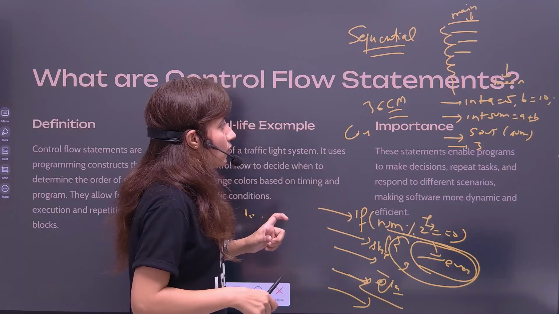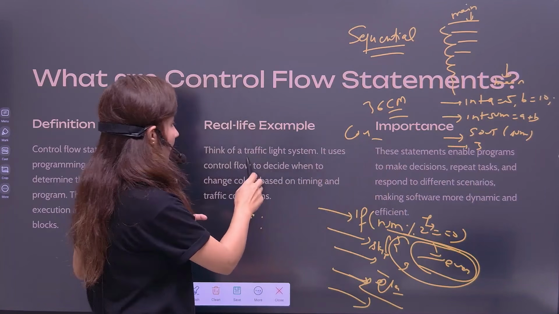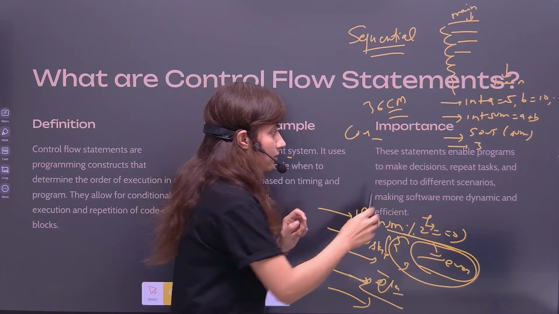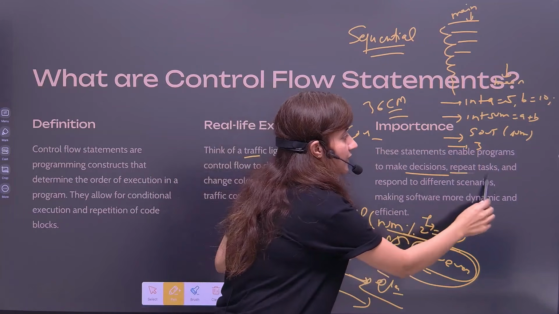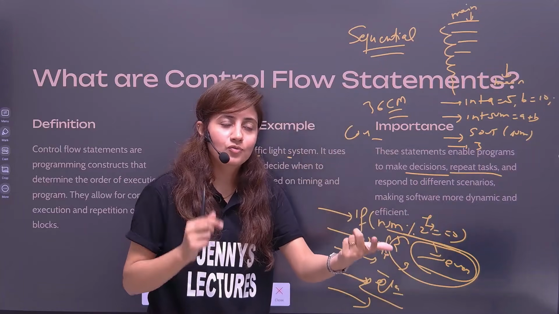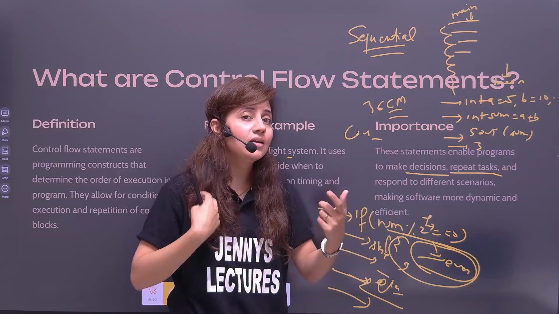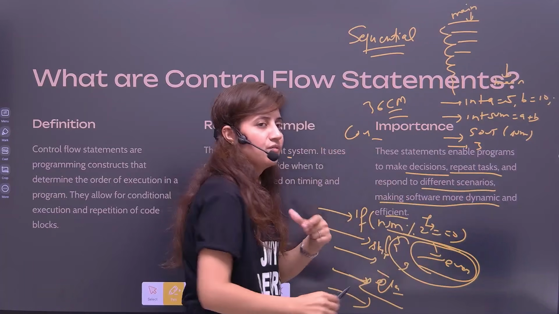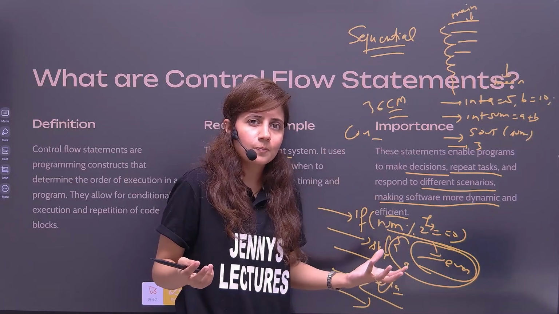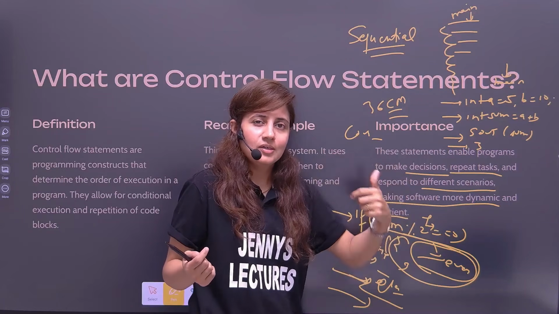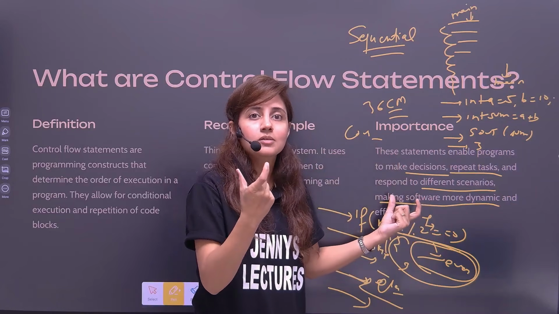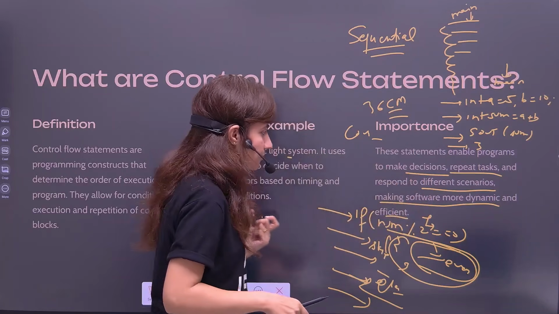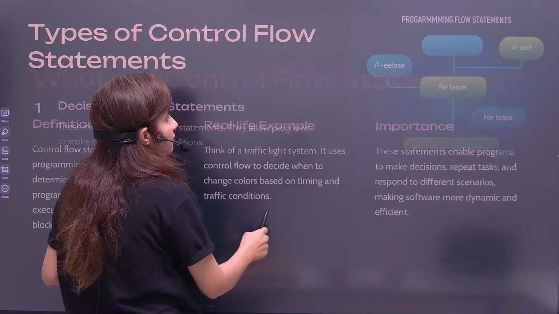Now let's discuss the importance also here. The real life example is also given. These statements enable programs to make decisions. If else statements come under this. Or repeat some task, loops, repetition. If you're going to repeat the same task again and again, we use loops. And respond to different scenarios, making the software more dynamic and efficient. And that's exactly what we want. Whatever software you are making, that should be efficient and dynamic. So these are the main constructs of writing a program or a software.